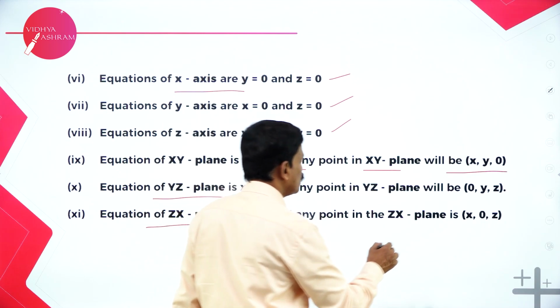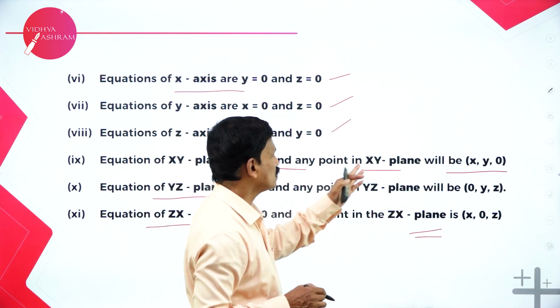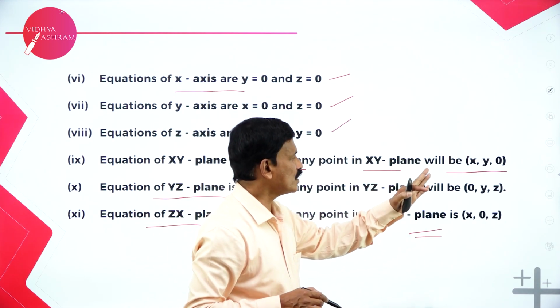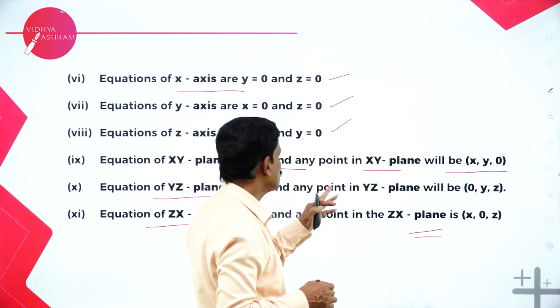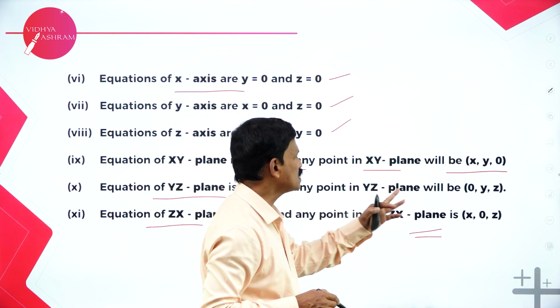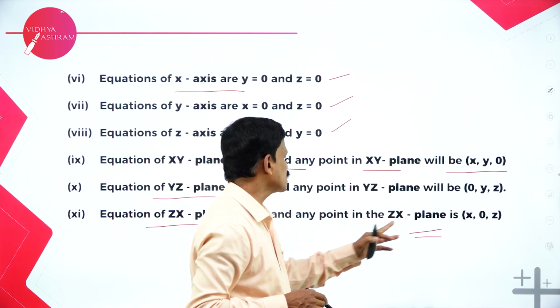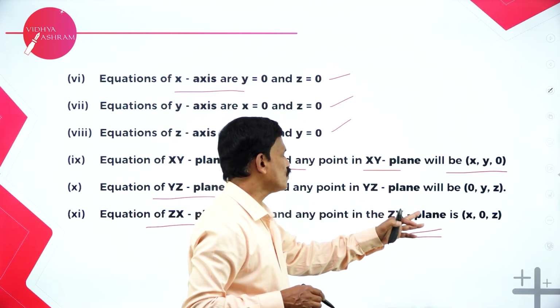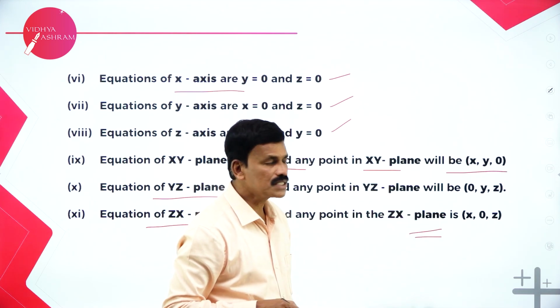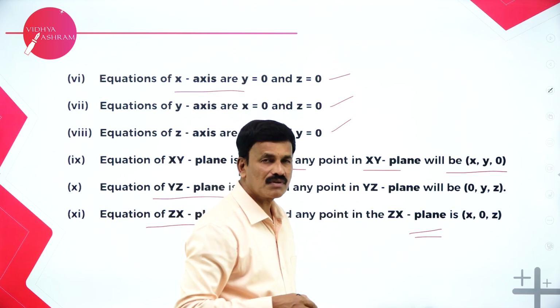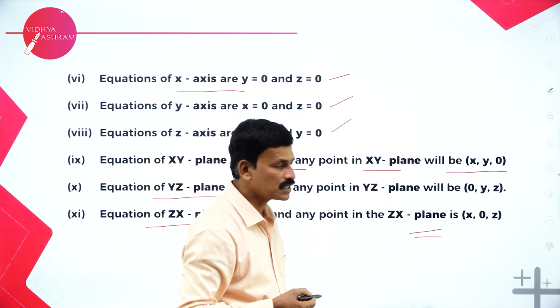These are very important points. That is, any point on the xy plane is (x, y, 0), on the yz plane is (0, y, z), and on the zx plane is (x, 0, z), right.